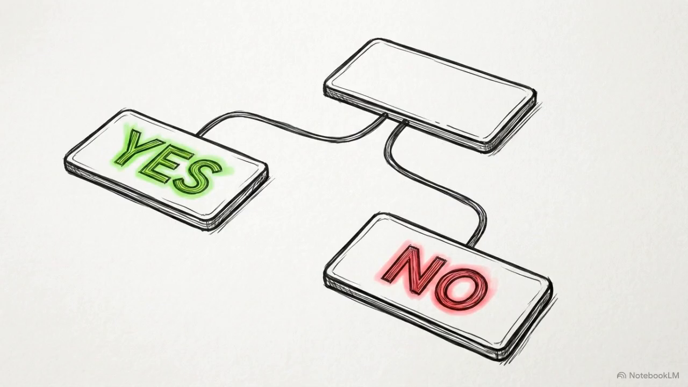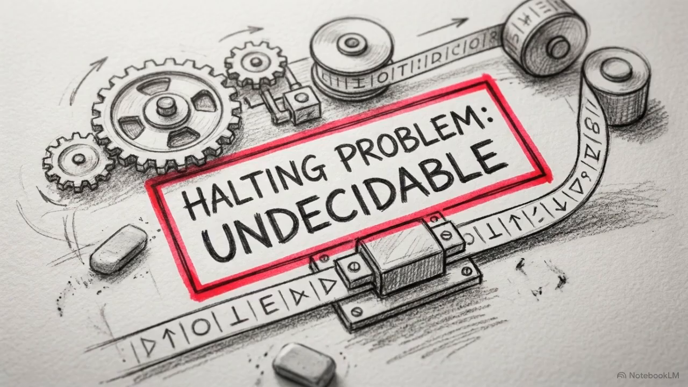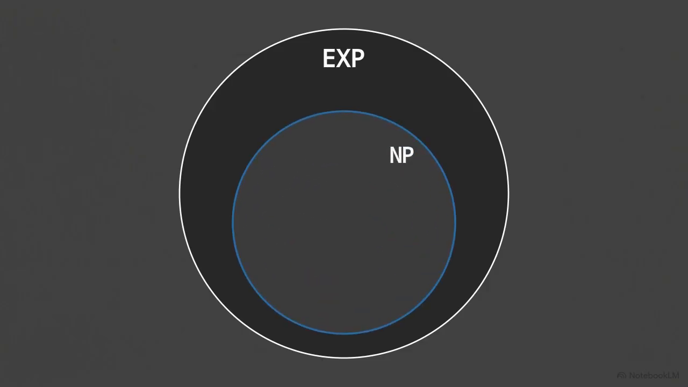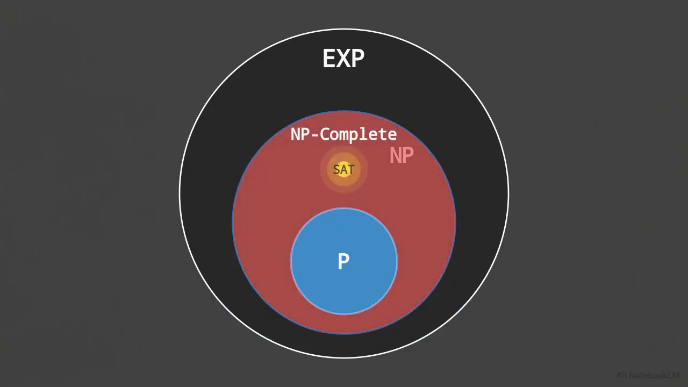A problem is decidable if an algorithm exists that eventually halts and outputs a yes or no for every possible input. As the halting problem proves, some questions are simply outside the reach of any machine. But even when a problem is decidable, it may be practically unsolvable due to time. This is the realm of computational complexity. We divide solvable problems into classes like P, for those solvable in polynomial time, and NP, for those we can verify quickly. According to Cook's theorem, SAT is the center of the NP complete class, the hardest problems in NP that every other NP problem can be reduced to.